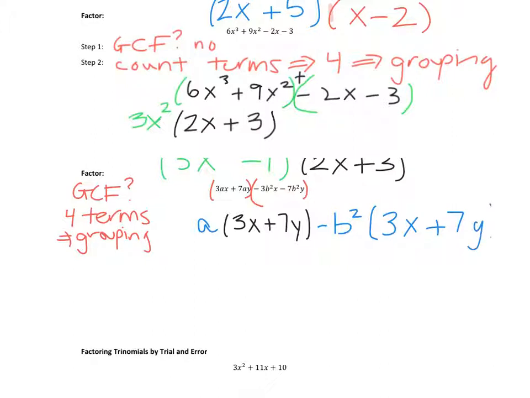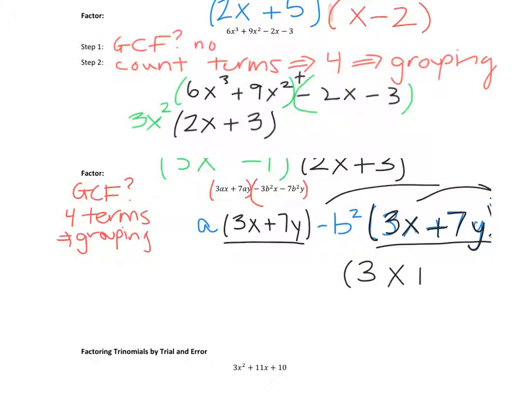All right, I messed up my color coding. Here we go. So we have this 3x plus 7y in common to both terms. That means we can factor it out from both, and that's going to give us our final answer.